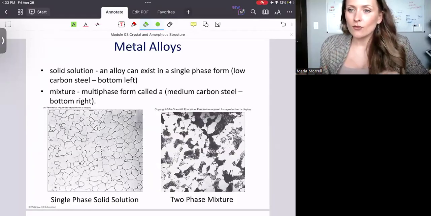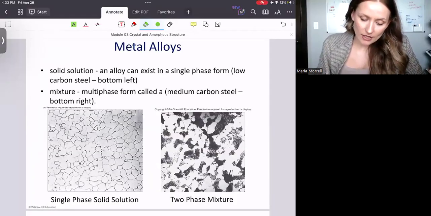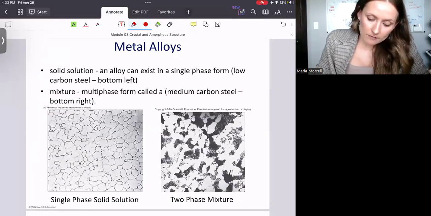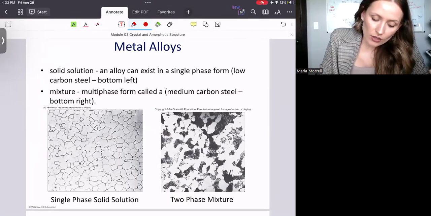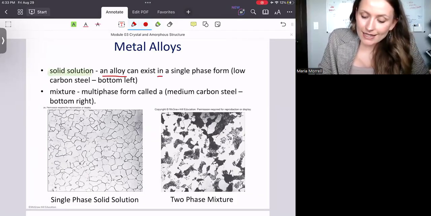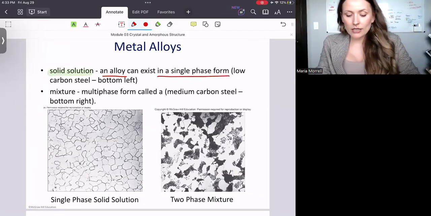Okay, so what is an alloy? How do I define it? What does it look like under the microscope and things like that? Now, a solid solution is an alloy that can exist in a single phase form, okay?